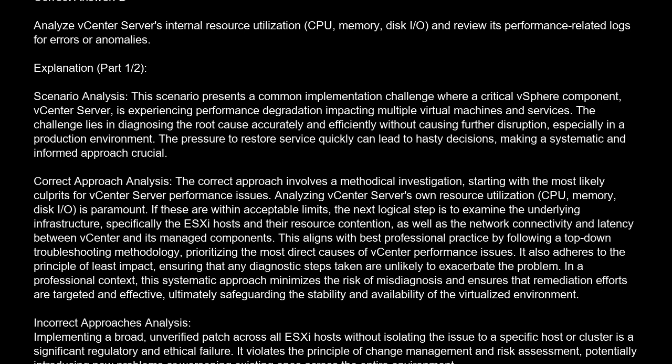This aligns with best professional practice by following a top-down troubleshooting methodology, prioritizing the most direct causes of vCenter performance issues. It also adheres to the principle of least impact, ensuring that any diagnostic steps taken are unlikely to exacerbate the problem. In a professional context, this systematic approach minimizes the risk of misdiagnosis and ensures that remediation efforts are targeted and effective, ultimately safeguarding the stability and availability of the virtualized environment.